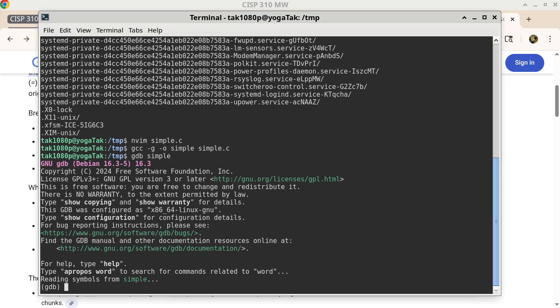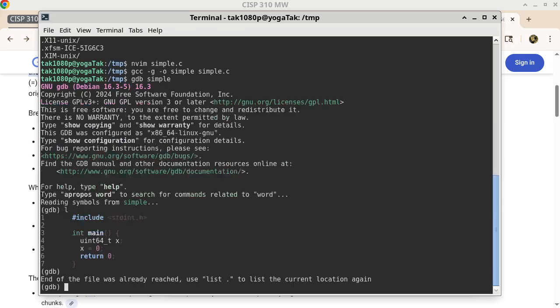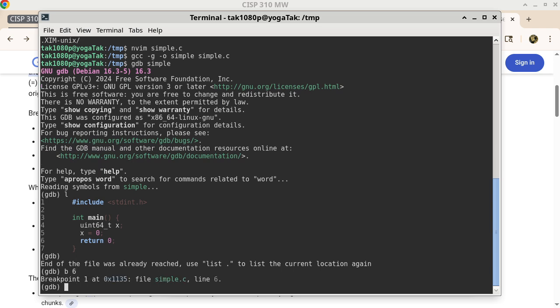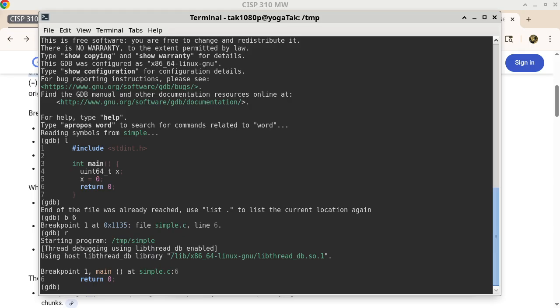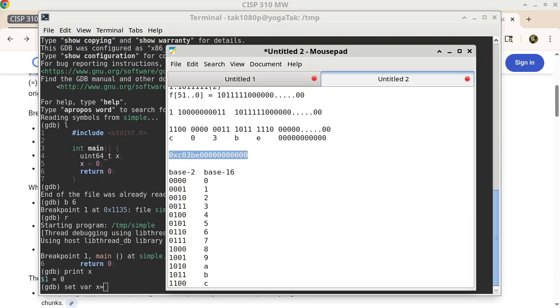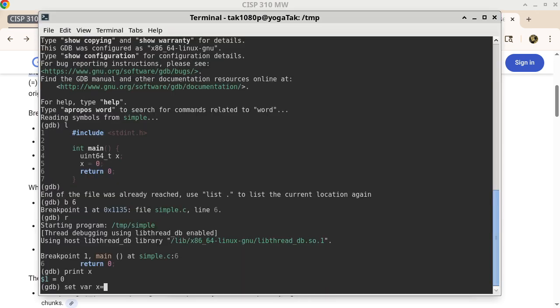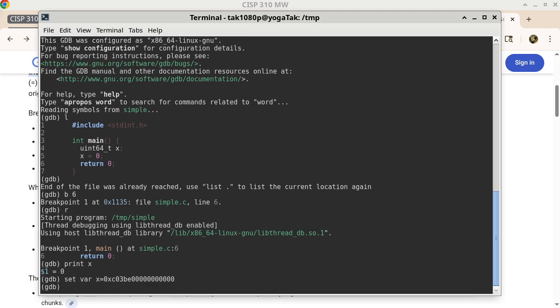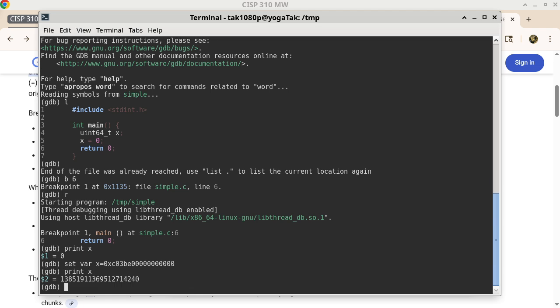GDB is simple. GDB is the GNU debugger, so it gives me the ability to put a breakpoint. This time I put a breakpoint on line 6, which is the return 0, and then I just run the program all the way up to line 6. If I were to ask, what is the value in x? It's 0. Not surprising, right? Now we can play with it, because I can say set variable x equals to that hexadecimal representation. I just do Control C on this side and Control Shift V on this side, copy and paste, press the enter key, and I ask, what is x?